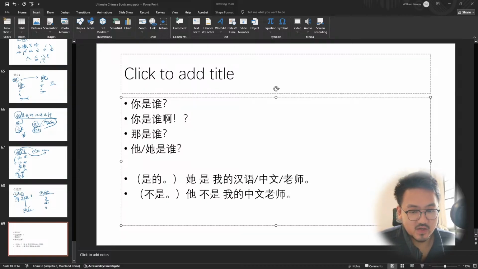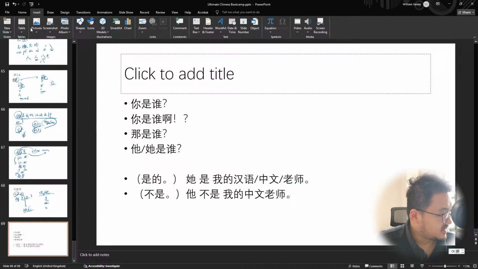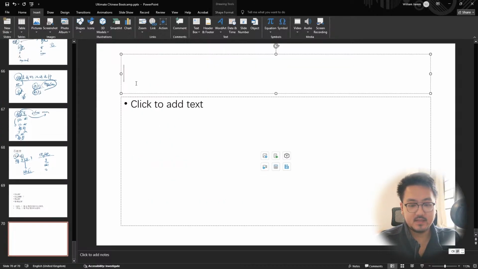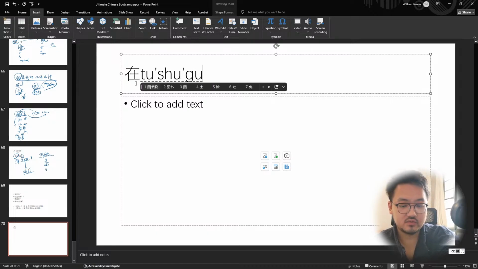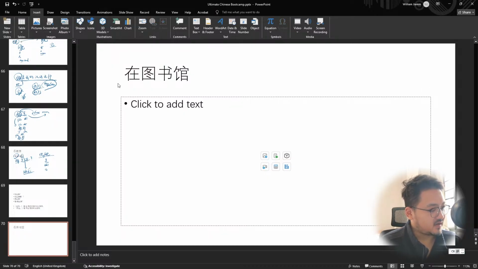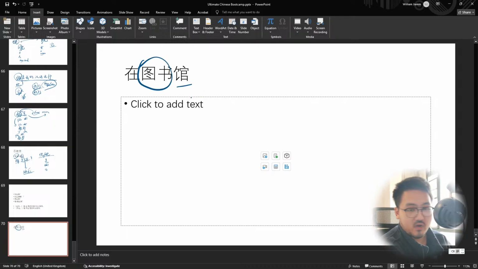Alright, so this is 在教室, and then the next is 在图书馆, right? So let me add a new slide of 在图书馆. 在 means at a certain place. 图书馆 is like library, right? And library is actually decomposed into two parts. 图书馆. 馆 is like a pavilion.